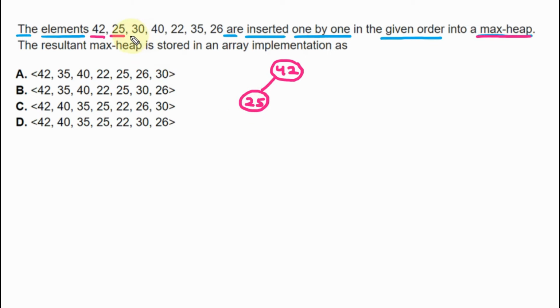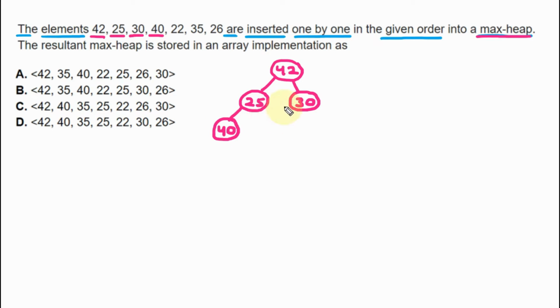Then afterward is 30. Now we are inserting towards the right hand side. So here 30 will come on the right. Here also we can see that 42 is greater than 25 and 30. That means max heap property is followed. The next element is 40. We know that we will insert from left to right. So here the left element is 25 and under it on the left we have 40. So here 40 will be inserted.